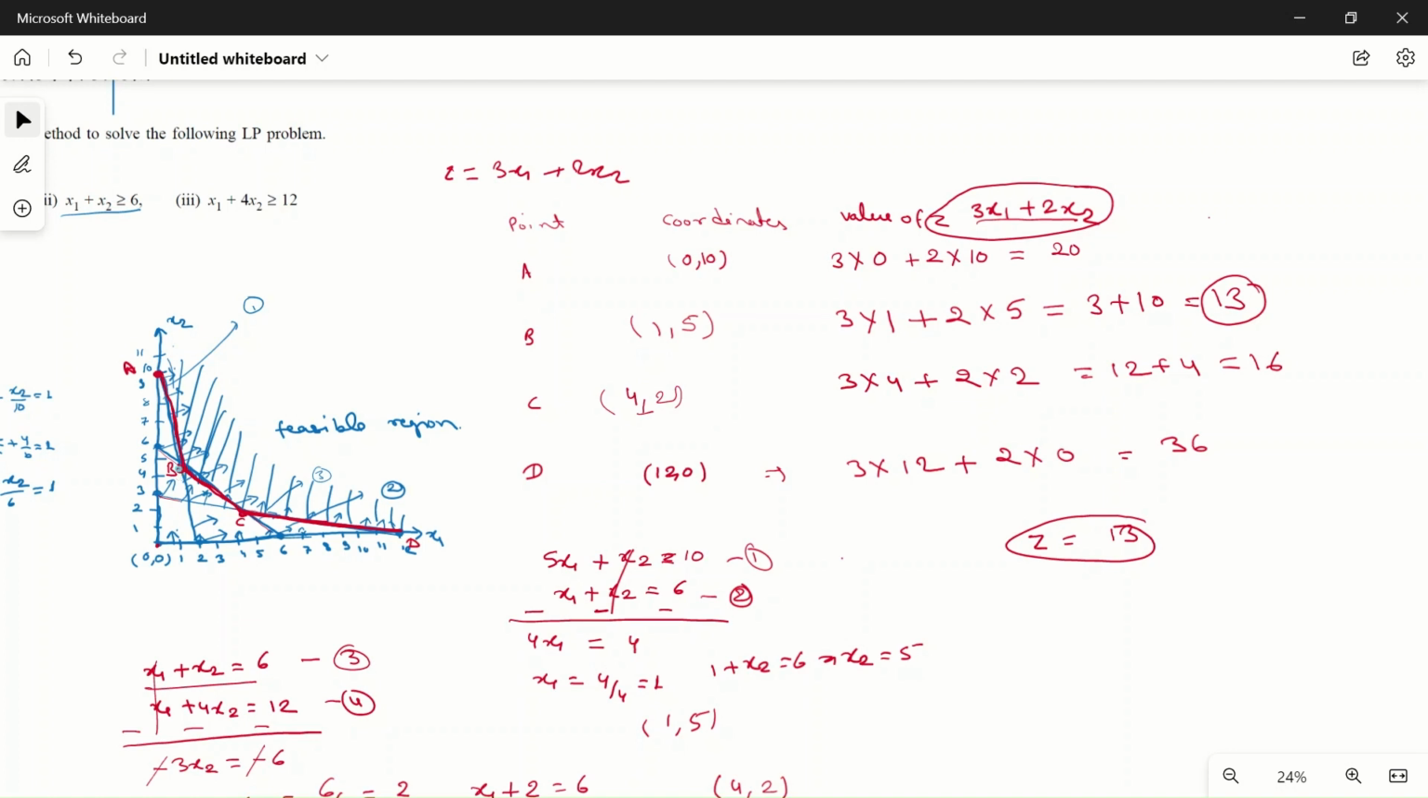So the value of cost will be minimum at point B, which is z is equal to 13, and we have to select x1 is equal to 1 unit and x2 is equal to 5 units to get the least cost.